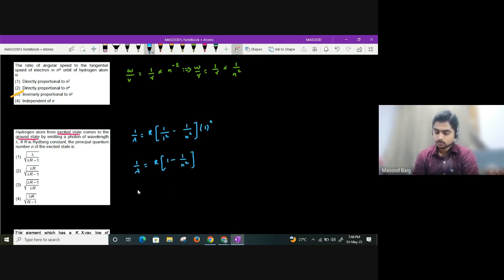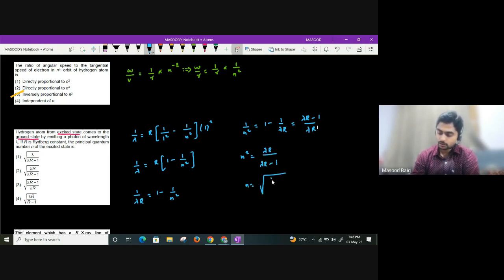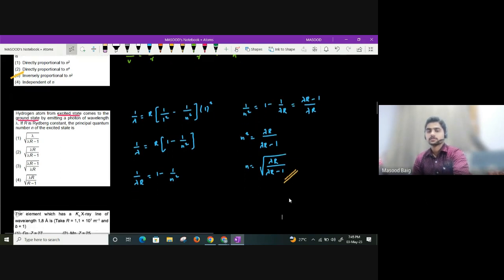Yes or no? So I can also write 1 by lambda R will be 1 minus 1 by n square. So 1 by n square I can take as 1 minus 1 by lambda R, which turns out to be lambda R minus 1 divided by lambda R. So n square I can write as lambda R divided by lambda R minus 1. So n will be the square root of lambda R divided by lambda R minus 1. Clear, everyone? Understood.